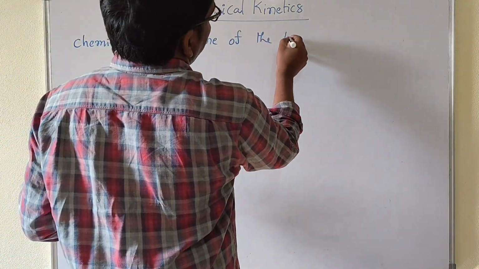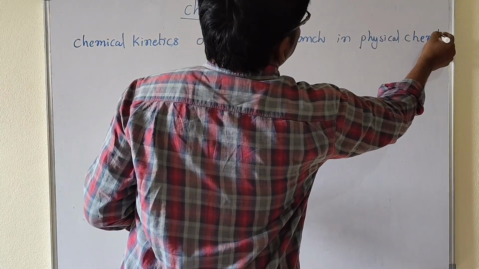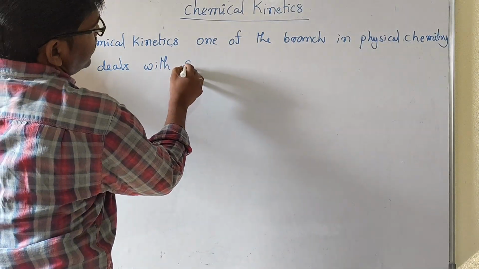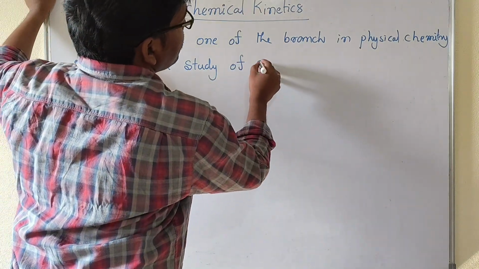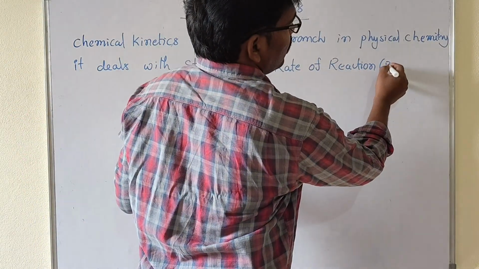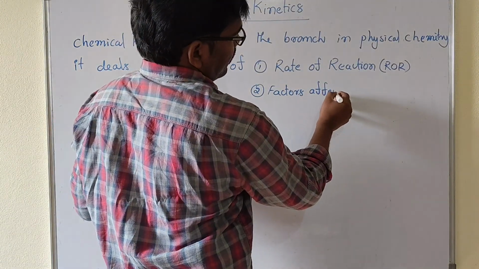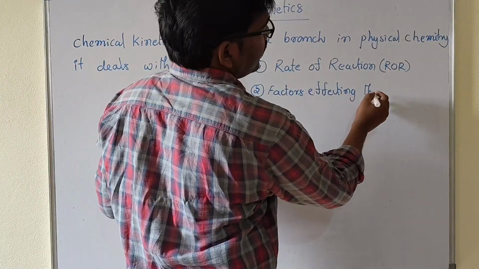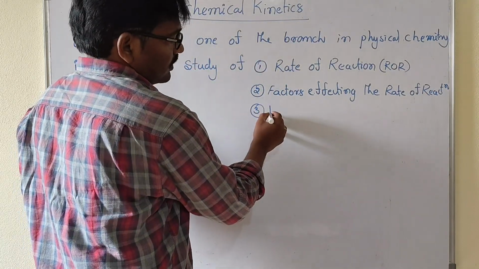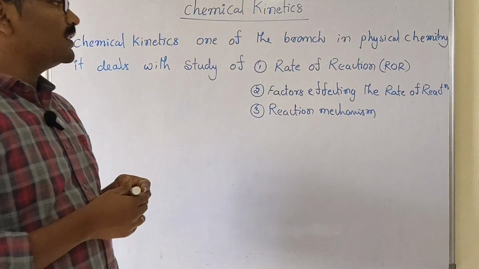one of the branches in physical chemistry. It deals with the study of rate of reaction. This we simply call ROR, rate of reaction. Then factors affecting the rate of reaction. Third one, reaction mechanism. Factors affecting the rate of reaction and reaction mechanism.